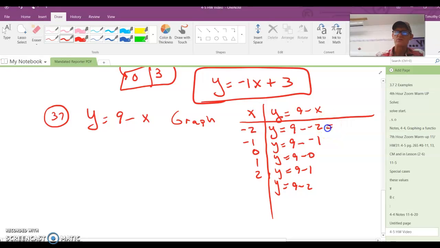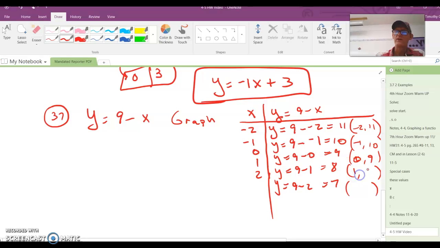So then this is equal to 11, this is equal to 10, this is equal to 9, this is equal to 8, this is equal to 7. So the ordered pairs, the x, y's that I'm going to graph in this problem, will be negative 2, 11, negative 1, 10, 0, 9, 1, 8, 2, 7.